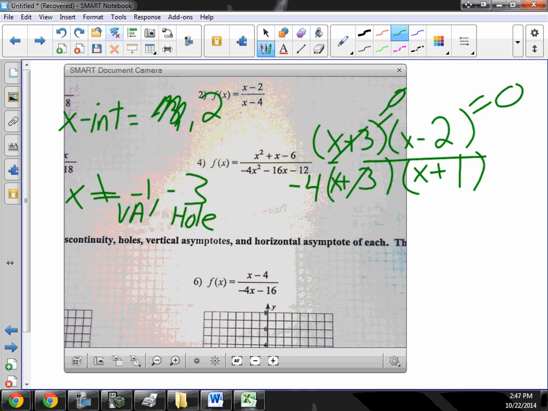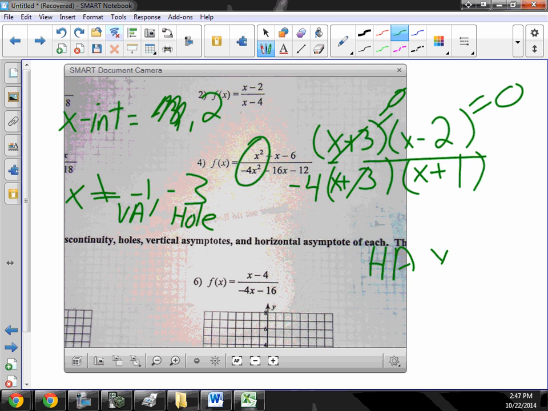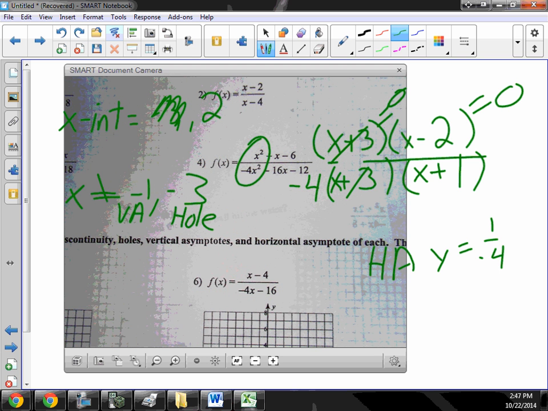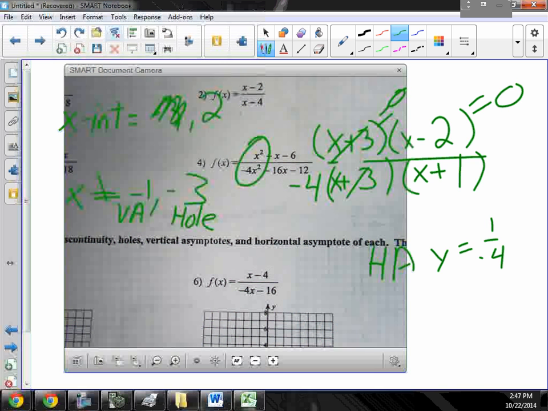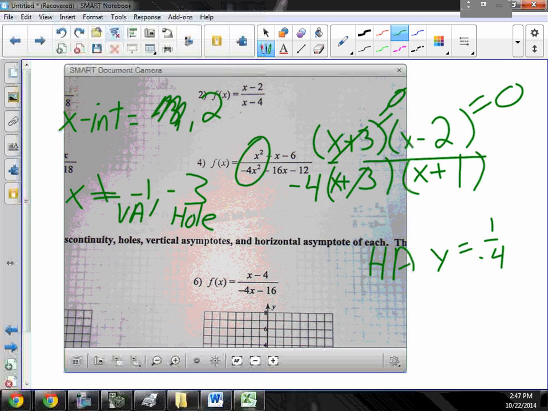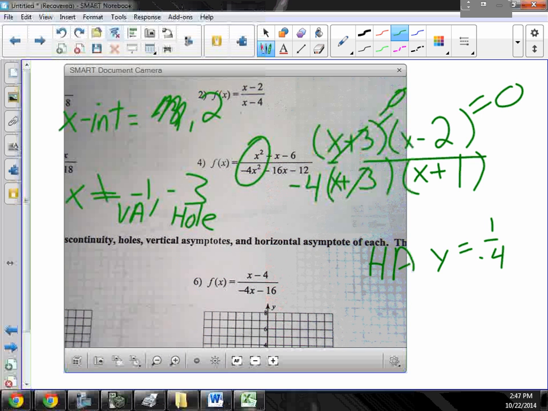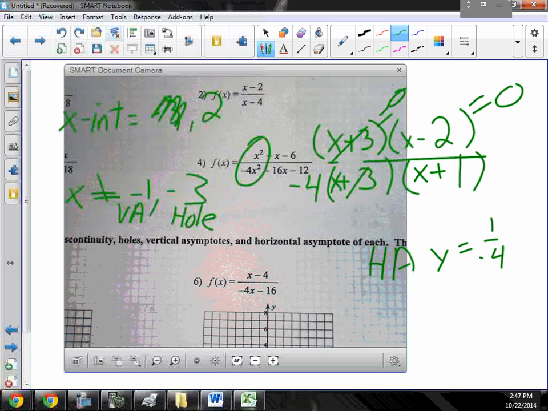Now, what about HA? So we divide the first two terms, and I get y equals 1 over -4, which is a horizontal line. If it was x over -4, it would be an SA. In order for it to be slanted, the degree of the top has to be bigger than the degree of the bottom.